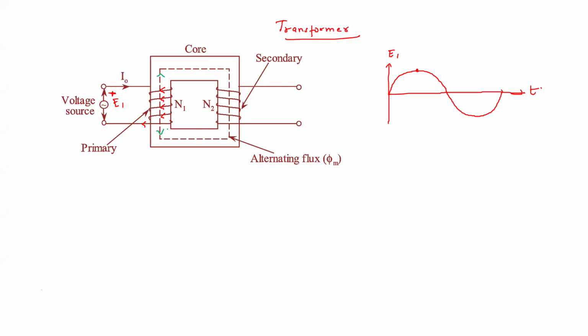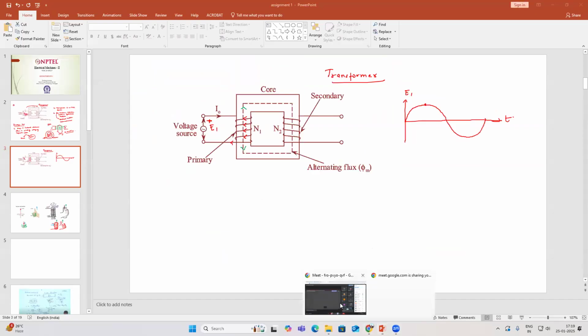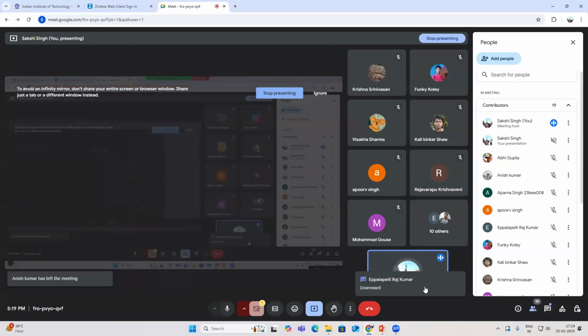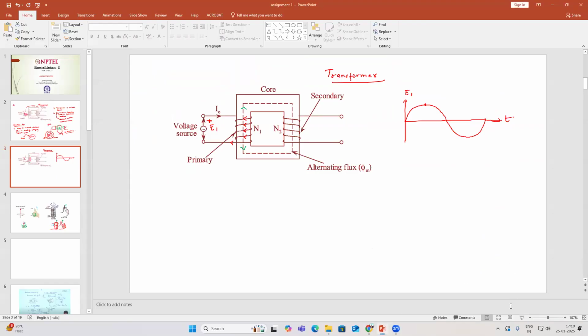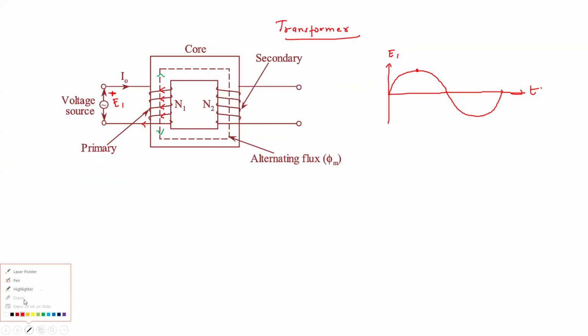So keep your four fingers of the right hand in the direction of the current arrows. You can see these arrows, right? Then your thumb will tell you whether the magnetic field is upwards or downwards. Okay. So just tell me. Downwards. Correct. So the magnetic field is downwards.